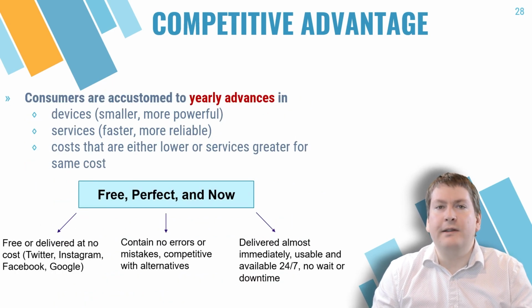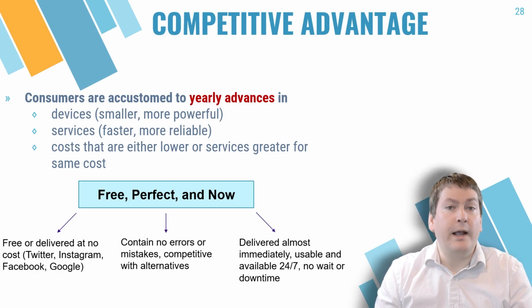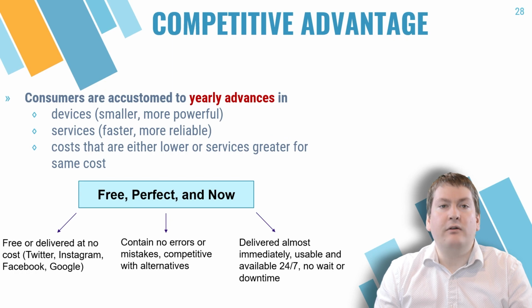So how does this relate to information systems? Well, consumers have been accustomed to yearly advances in technology and service. They expect it to be free or low cost, such as Gmail or Facebook. They expect it to be high quality of services that makes no errors or mistakes, and they want it right now, with little wait. It's not hard to see these trends in real life. Take, for example, the case of Amazon.